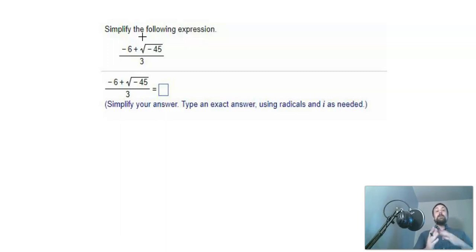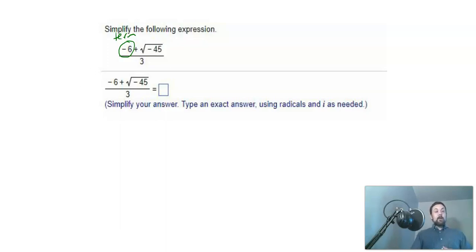It turns out reducing fractions works the same way. You can cancel out factors, which are things that are being multiplied to everything else, but you cannot cancel out terms. And so this 6 here is a term because it's being added to the square root of -45. You cannot cancel out terms in a fraction. You can only cancel out factors. So the 6 and the 3 do not cancel each other out.